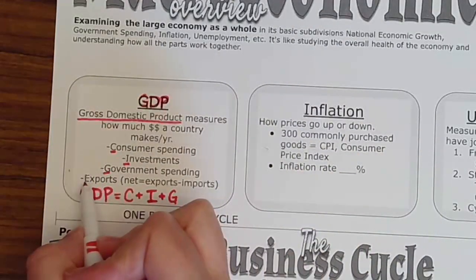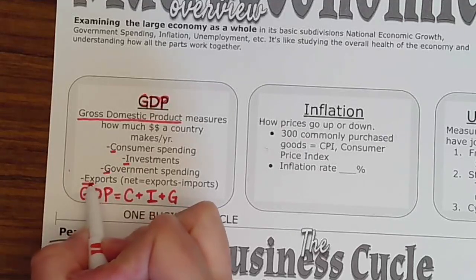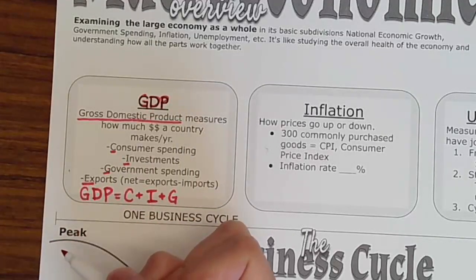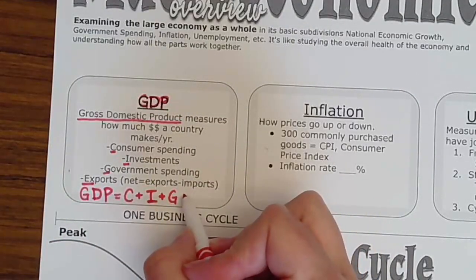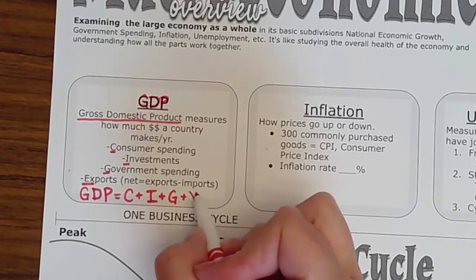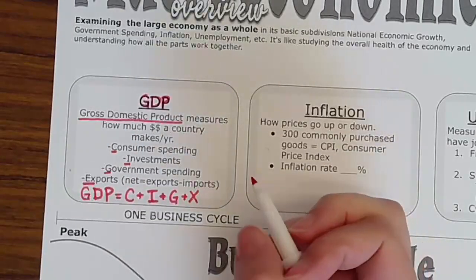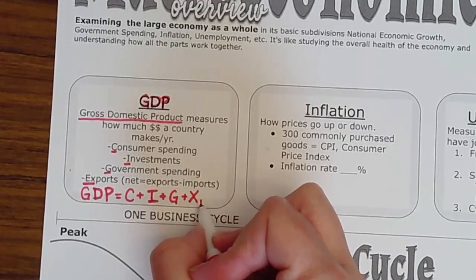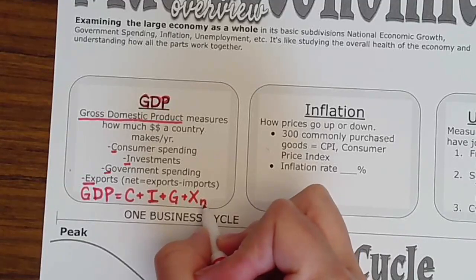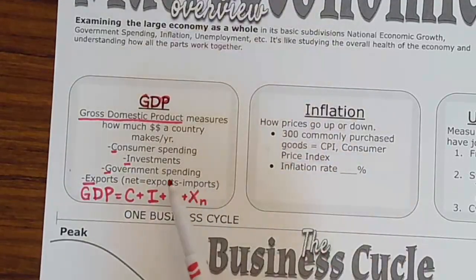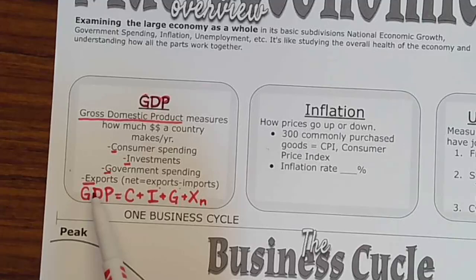And lastly, the exports. And I'm actually going to underline the EX. And then in my equation, I'm going to write the letter X. And I'm also going to put this little N down here to remind me that this is actually the net exports. So I have to remember that it's the exports minus the imports is our net exports.